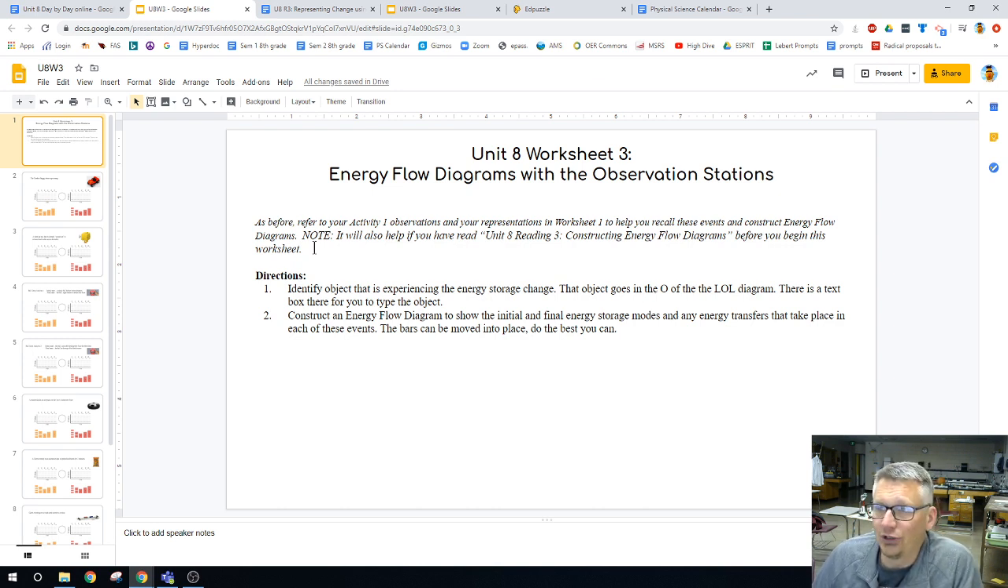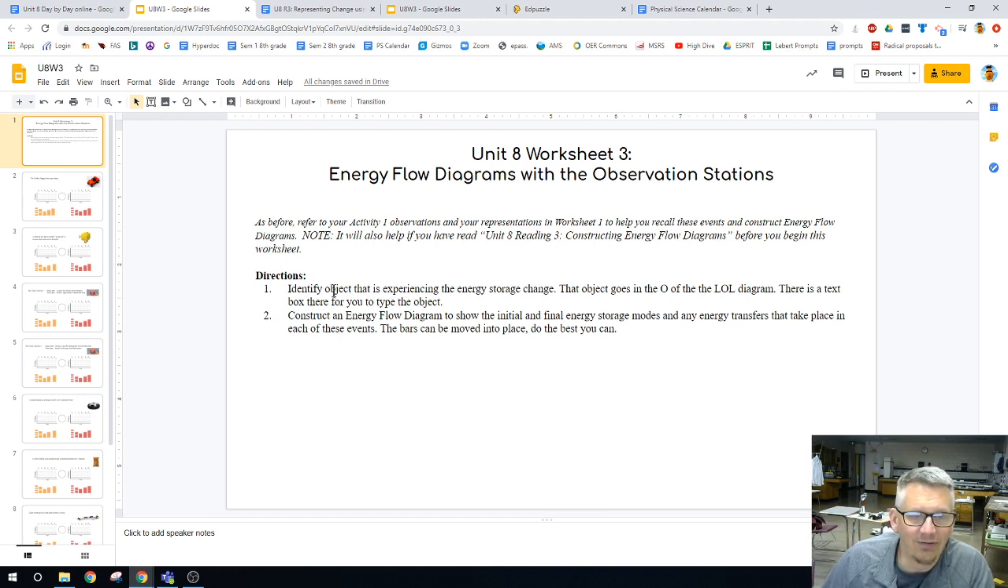And I'm going to just go through it to make it as easy as possible for you. It says, as before, refer to your Activity 1 observations and your representations in Worksheet 1. That was all of the observation stations that I made videos for you to help you recall the events and construct energy flow diagrams. Note, it'll also help if you were to read Unit 8, Reading 3, constructing energy flow diagrams. That was yesterday, Wednesday, and I read that to you if you wanted to before you begin.